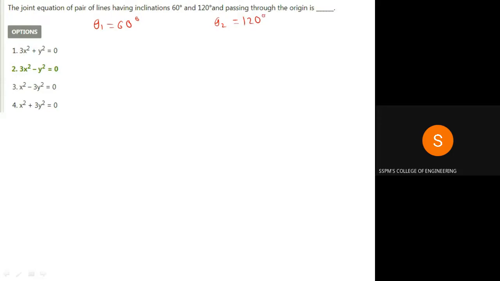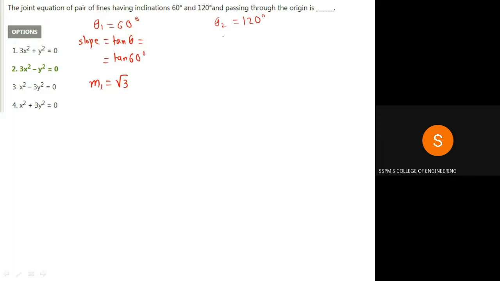So what are the slopes? In order to find the joint equation, first we have to find the equation of each line. And in order to find the equation of each line, we first have to find the values of slope. So how do we find the values of slope when angles are given? When the angle is given, the slope is equal to tan theta, tangent of theta, which is equal to tan 60 degree. Tan 60 degree is root 3. So M1 is equal to root 3.